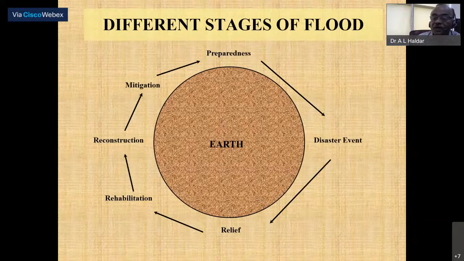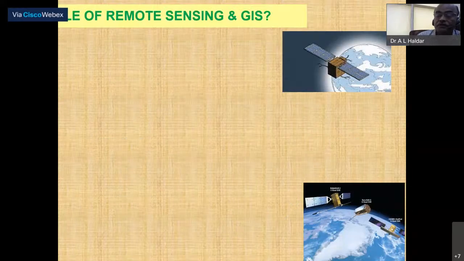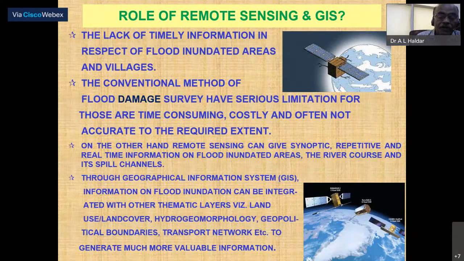So when the flood takes place, then we have to think of relief, thereafter rehabilitation, then reconstruction of the area, mitigation, and before the flood you have to be in preparedness. And when the disaster has happened, after that, other things will be there. So this was the scenario of the flood. Dr. Unnikrishnan told about remote sensing and GIS, the channel evolution, the same phenomena.